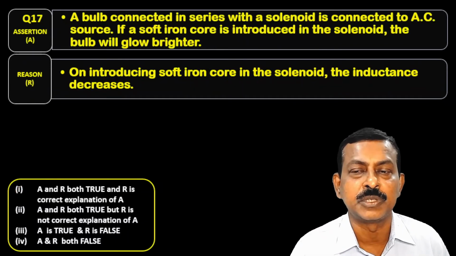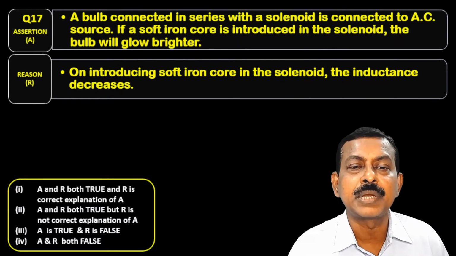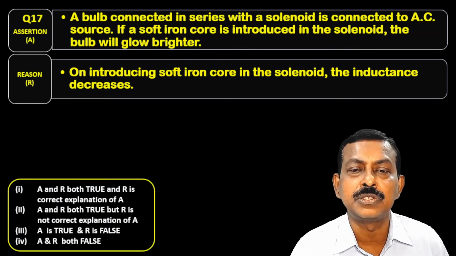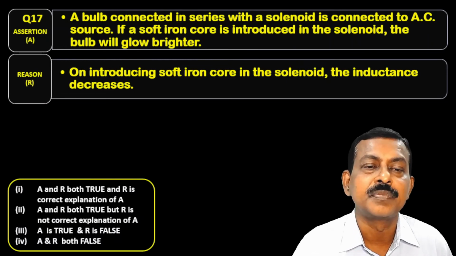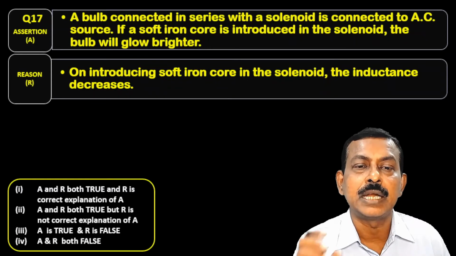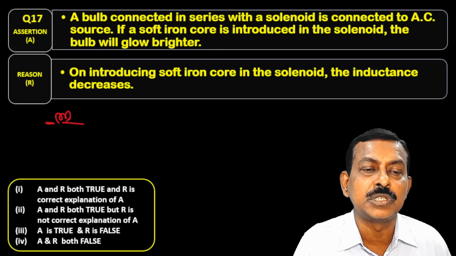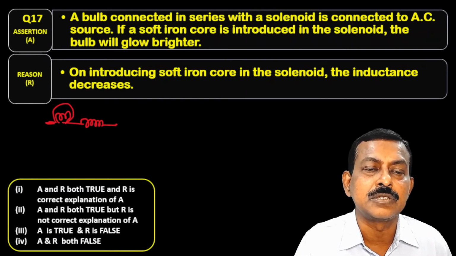Let's take the next question. A bulb connected in series with a solenoid is connected to an AC source. If a soft iron core is introduced in the solenoid, the bulb will glow brighter. Now, if you consider that the bulb is connected with a solenoid, you have a bulb here, and suppose it is connected to a solenoid. Okay, this is your bulb.